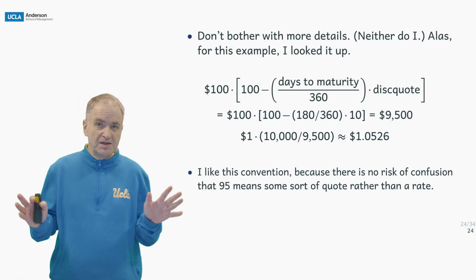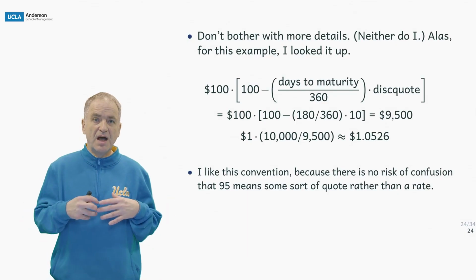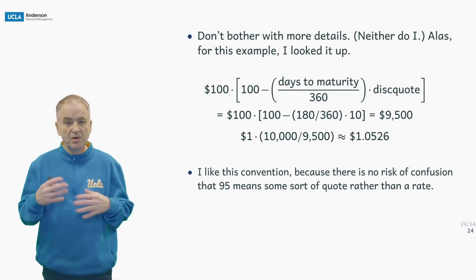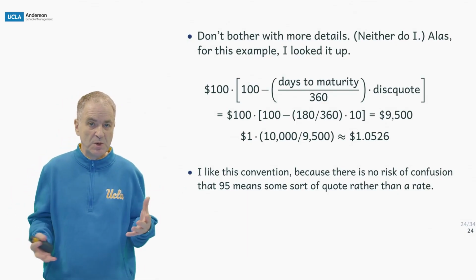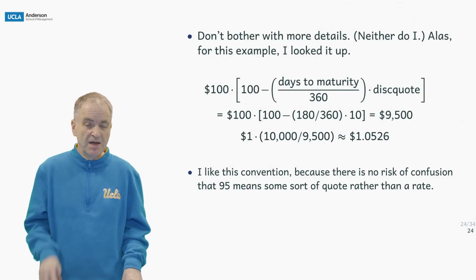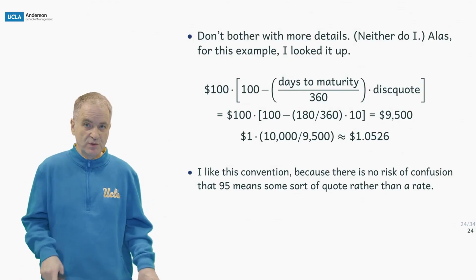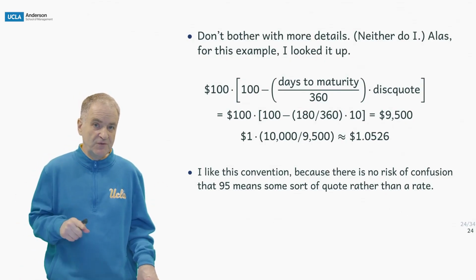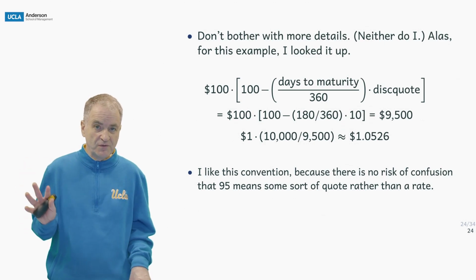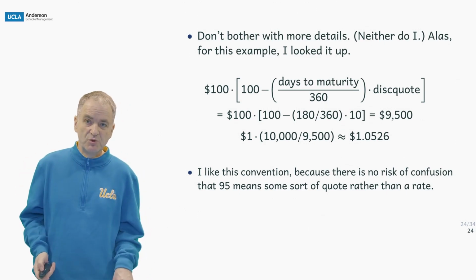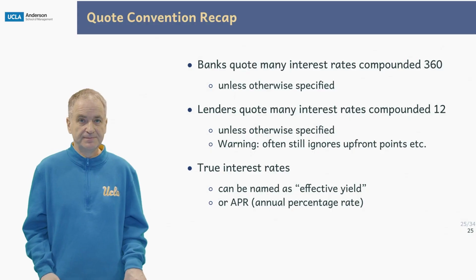Don't bother with the details. You don't need to. I don't remember these things either. You can actually translate this interest quote into an interest rate. Now, there's one reason why I do like this convention, because when I read 95, there is no risk of confusion. I know I'm dealing with a quote rather than with a rate.